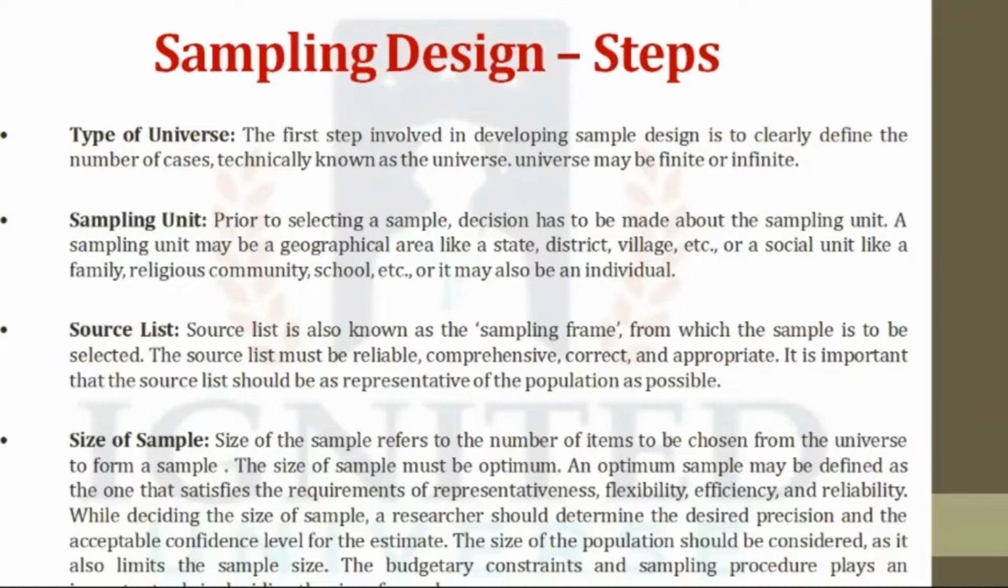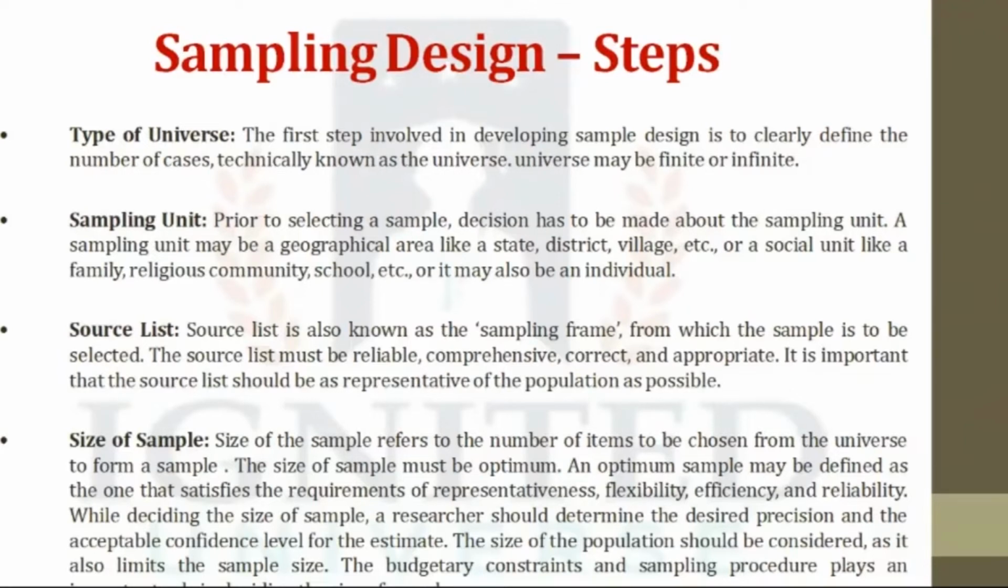While deciding the size of the sample, a researcher should determine the desired precision and the acceptable confidence level for the estimate. The size of the population should be considered as it also limits the sample size. For example, if we have a finite population size of capital N and the sample is big enough, then we need to have a finite population correction factor in order to get proper results. Also, the budgetary constraints and sampling procedure play a vital role in deciding the size of the sample.